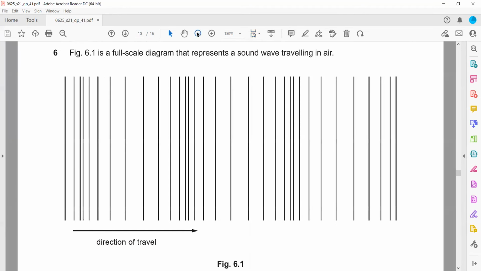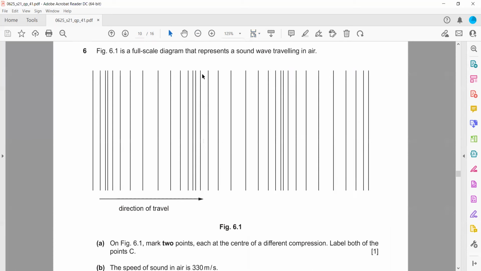In question 6, the figure is a full scale diagram. On the figure, mark a compression. Compression means the particles are closer. So where the particles are closer, that is compression. And where the particles are away, that is a rarefaction. But we have to just mark two compressions.